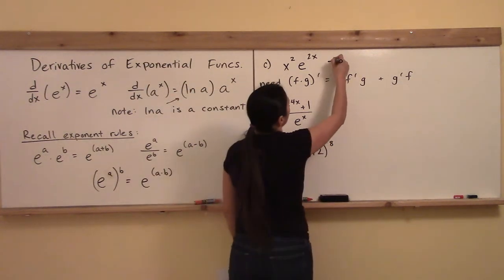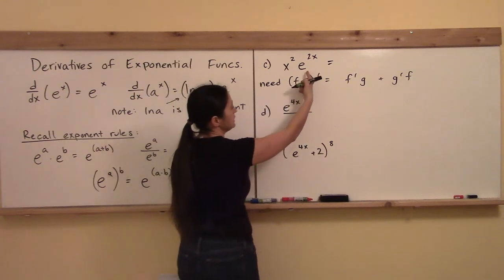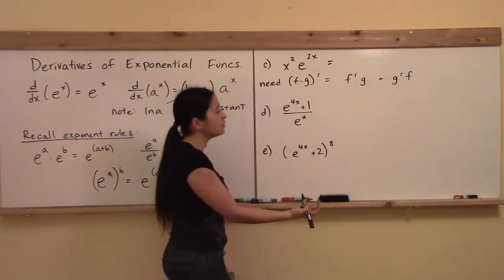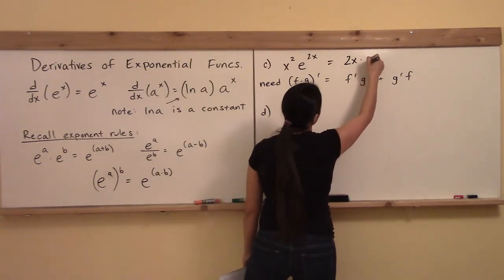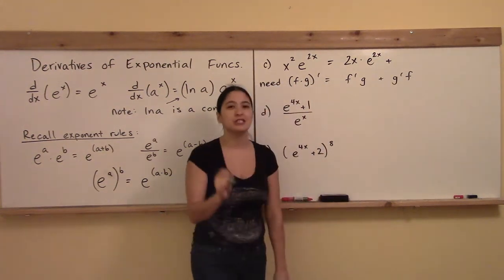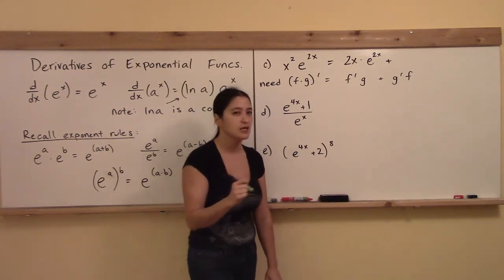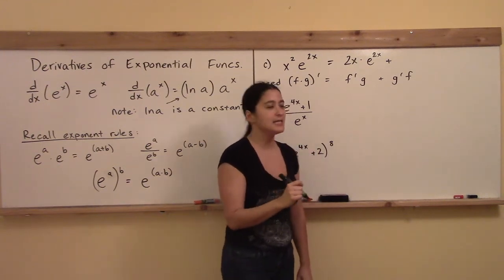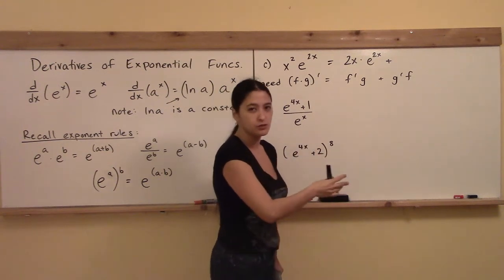So let's see what we got on this one right here. x squared is going to be our f. e to the 2x is going to be our g. And we have to use the product rule. So f' is 2x multiplied by g, which is e to the 2x, plus, now when we get to the g', that's the part where we have to take the derivative of e to the 2x. And remember, a lot of times we're going to have to use a chain rule. In this case, the e is raised to 2x, not just to 1x. So we have to use a chain rule.